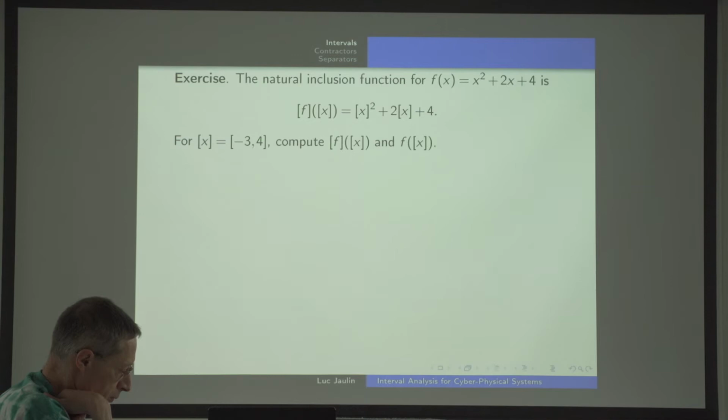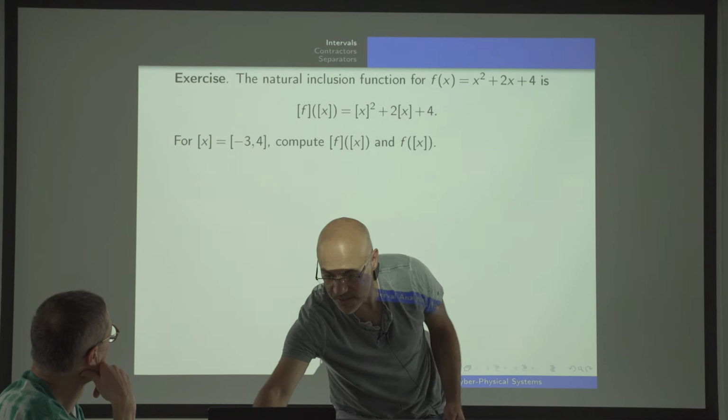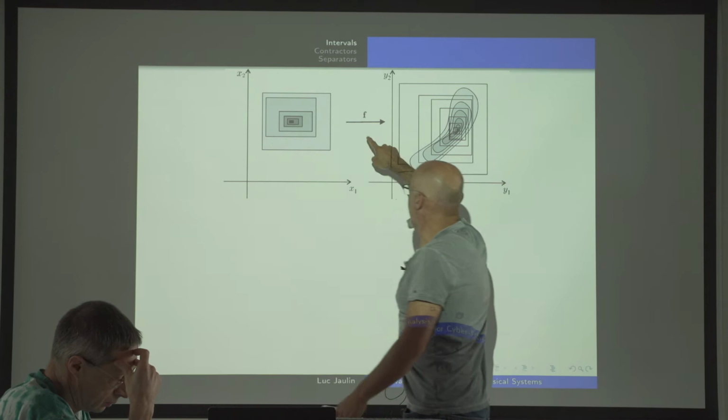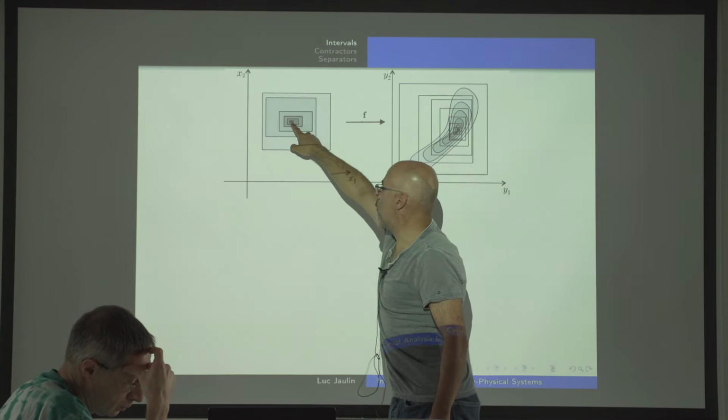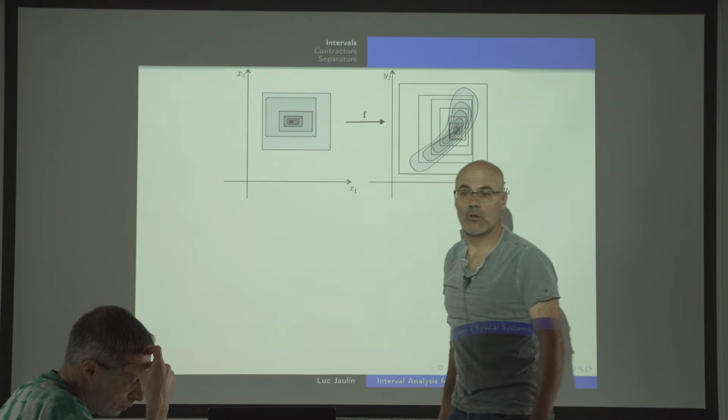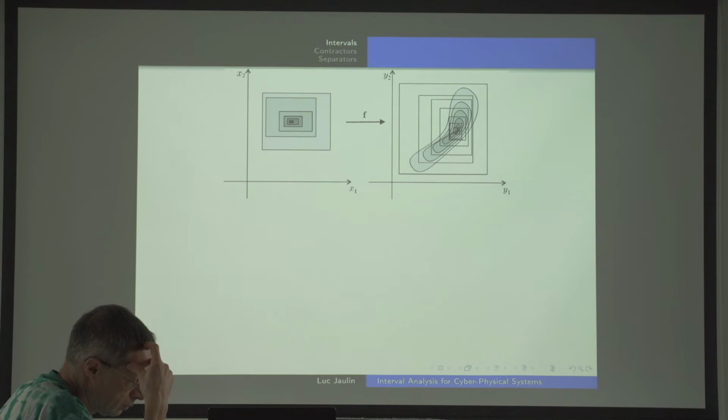And it is what is represented in this picture. If I take a box, if I compute with intervals, I will obtain an enclosure and I will converge to a point if here the nested box converges to a point. You have answered this? It's important to guarantee the convergence of the algorithms. Yes?